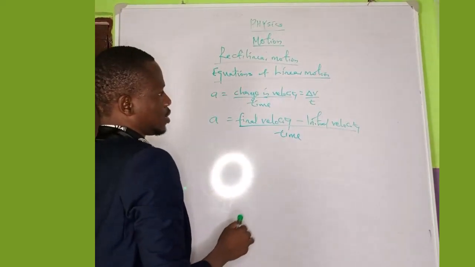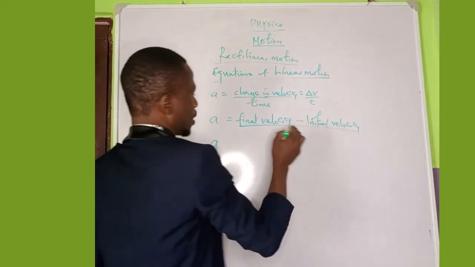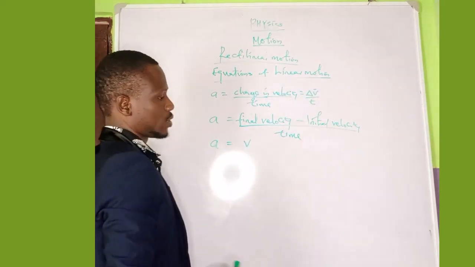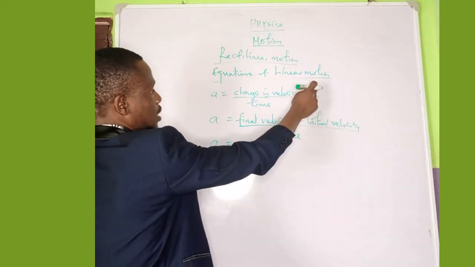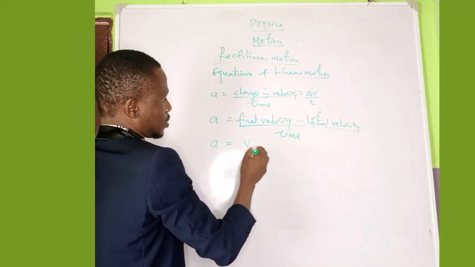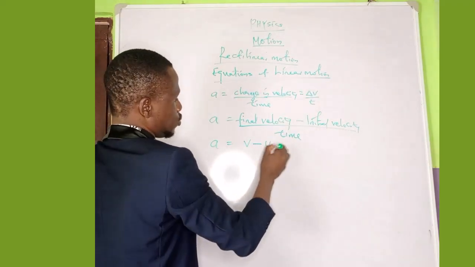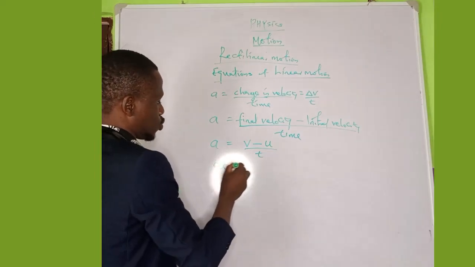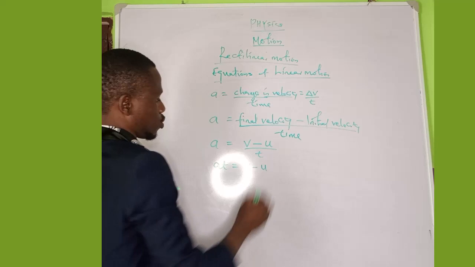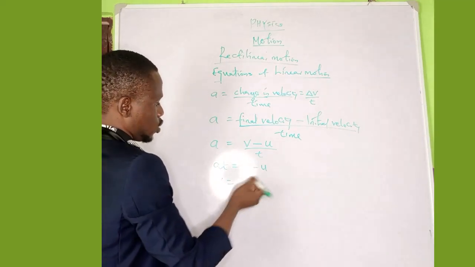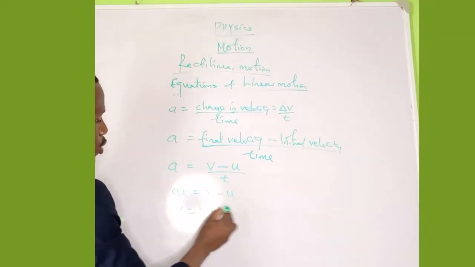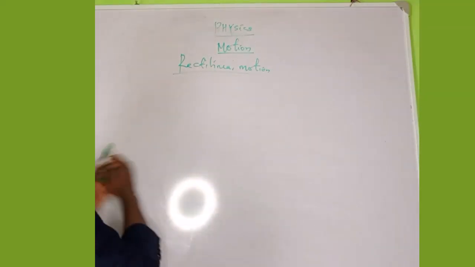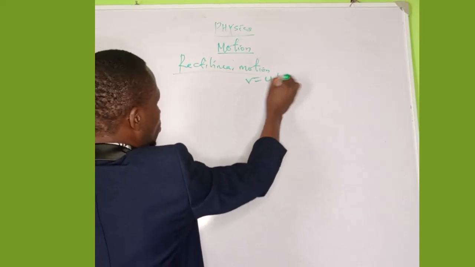The final velocity is represented with V, do not forget. So final velocity minus U, initial velocity, all over time. So AT is equal to V minus U when we cross multiply. So V is equal to U plus AT, equation 1 of motion. The first equation of motion is that V is equal to U plus AT.